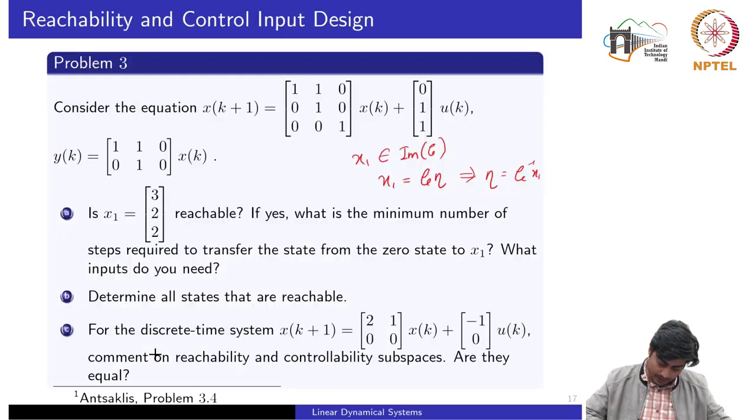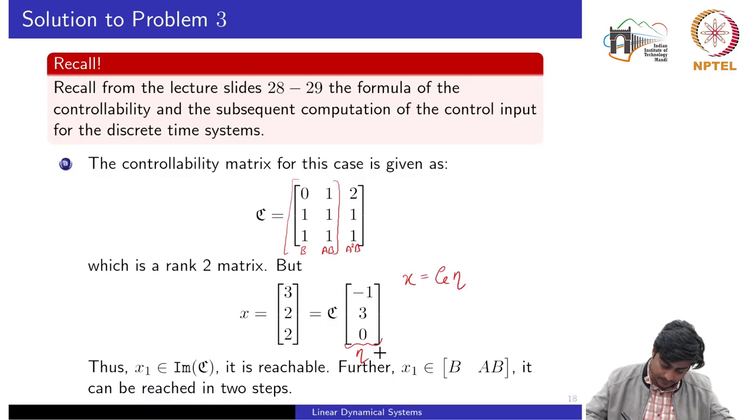So going back to part 3, here another discrete time system has been chosen with different A and B matrices and also a different dimension of the system. We want to comment on the reachability and controllability subspaces. At the same time we also need to comment on whether both concepts are equal for this state space system or not.